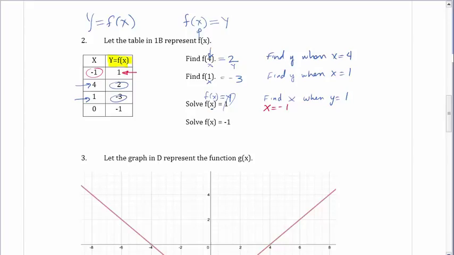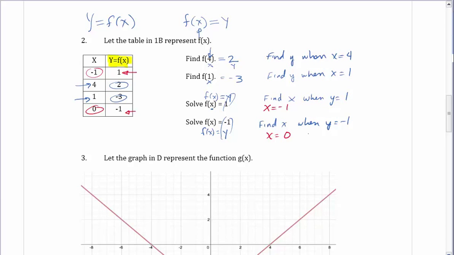And for this last one, solve f of x equals negative 1, again, this is the same as f of x equals y. This negative 1 that they're giving me is a y value, so this is asking me to find x when y equals negative 1. So if I come over here to my table, here's y equals negative 1. The x value that goes with that is 0. So you need to keep track of whether you're being given an x value or a y value, and whatever you're given, you're typically asked to find the other value.